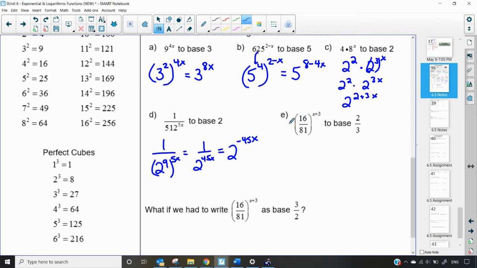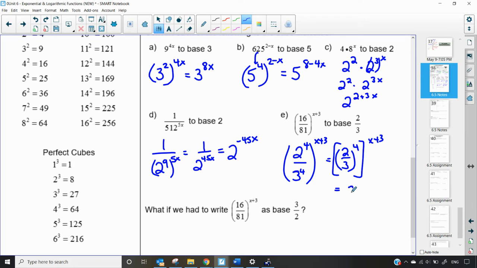All right, now these get a little trickier when we have the fractions, but if it's written as base 2 over 3, that's fairly helpful because 16 can be written as base 2 and 81 can be written as base 3. So 16 as base 2 is 2 to the 4th. 81 as base 3 is 3 to the 4th, and then that's all to the exponent x plus 3. So rewriting that, that's the same as going 2 over 3 to the 4th, and then raised to the power x plus 3. And rewriting this again, we would have 2 over 3 to the exponent 4x plus 12.